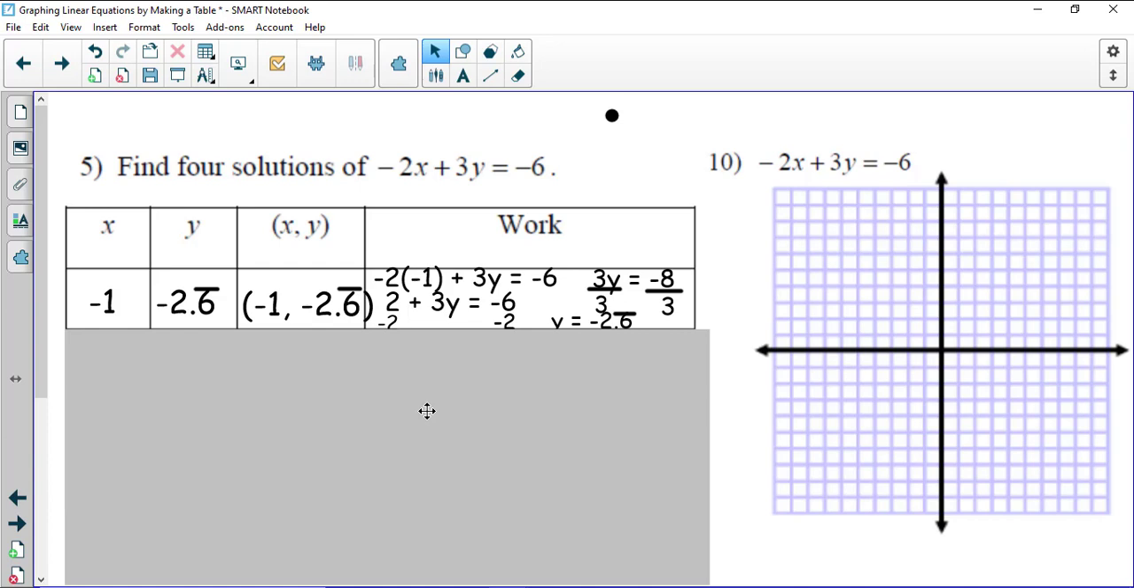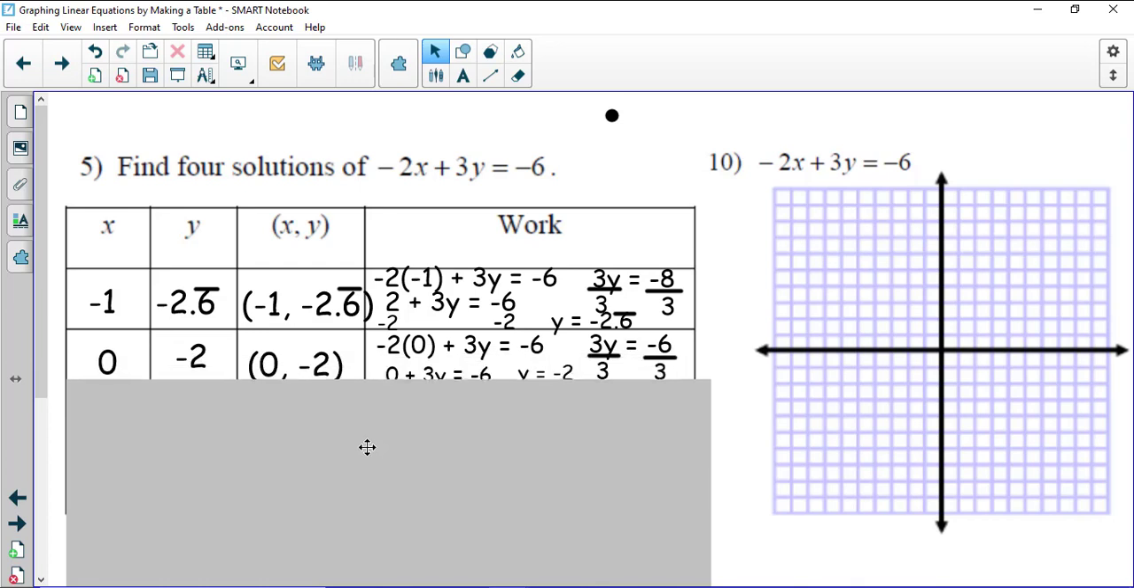So replace x with negative 1. Negative 2 times negative 1 is 2. So we have 2 plus 3y equals negative 6. We now have to solve that two-step equation. So we subtract 2 from both sides to get 3y equals negative 8. Divide both sides by 3, we get negative 2.6 repeating. We'll show you how to graph that. We can still graph decimals on here. You'll notice these points end up being pretty close together.